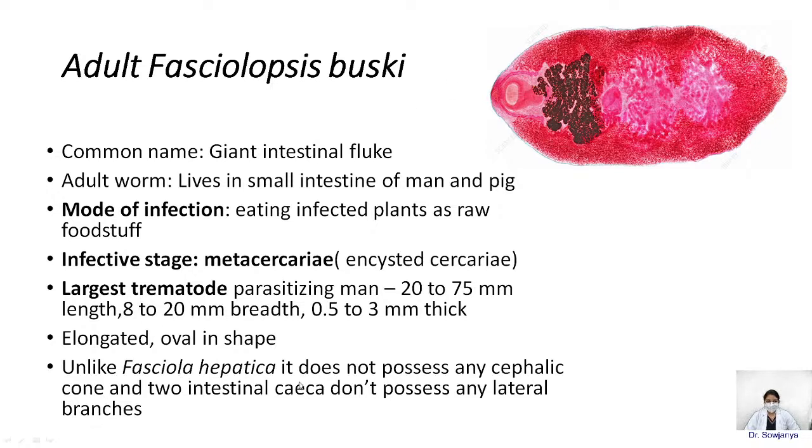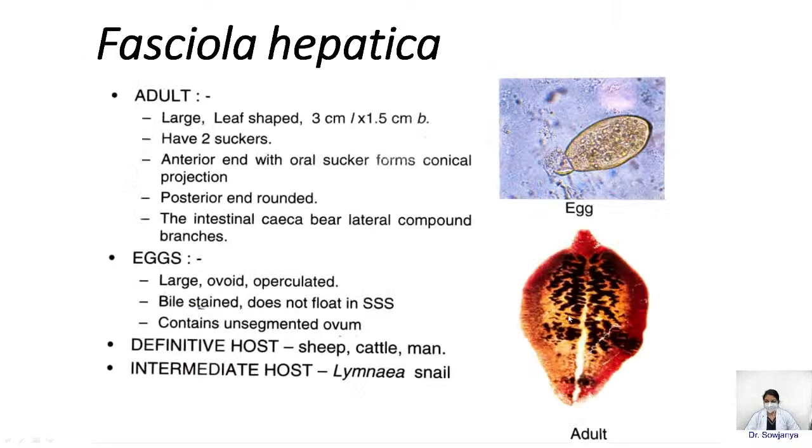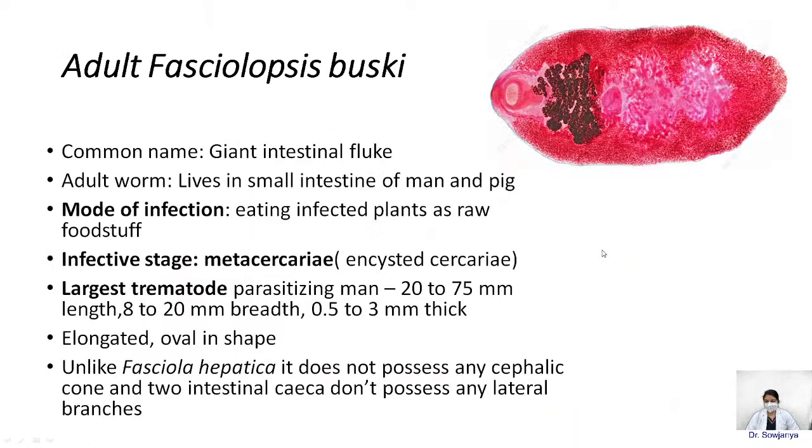Unlike Fasciola hepatica, it does not possess any cephalic cone, as I said earlier, and the two intestinal cecae don't possess any lateral branches. So here there are no lateral branches, and in hepatica there are lateral compound branches. And also there is the conical anterior end with shoulders in hepatica, and here there is no conical end with shoulders.